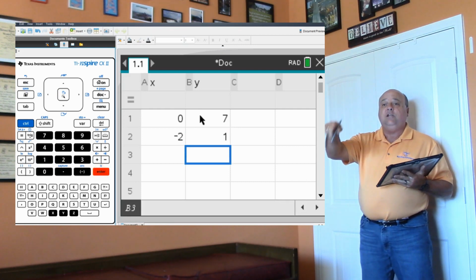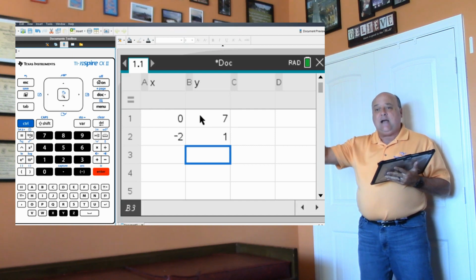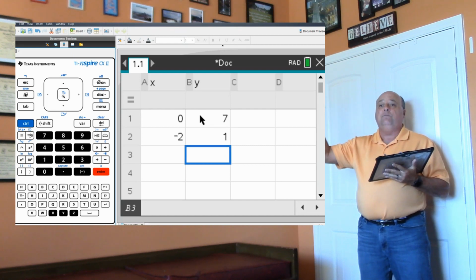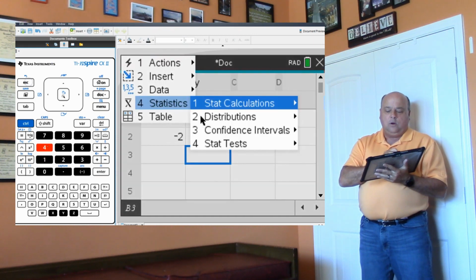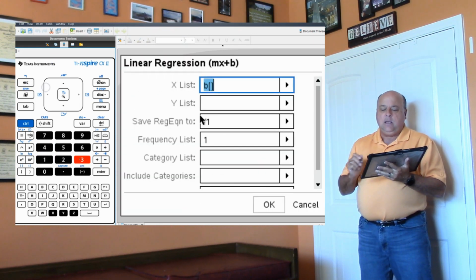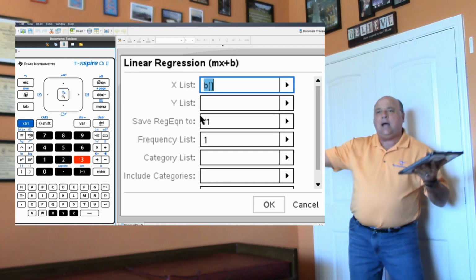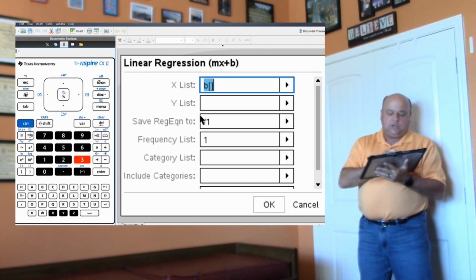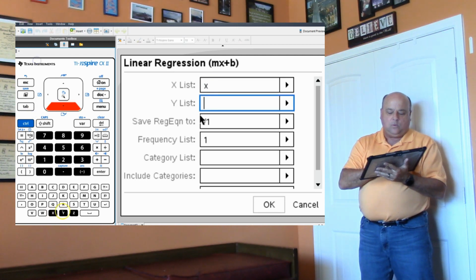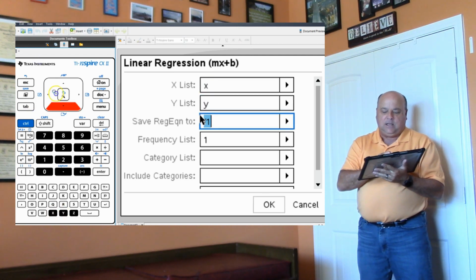Now then, menu, stat calculation, linear regression, menu 4, 1, 3. And now then x down, y down, enter. So x down, y down, and then hit enter.